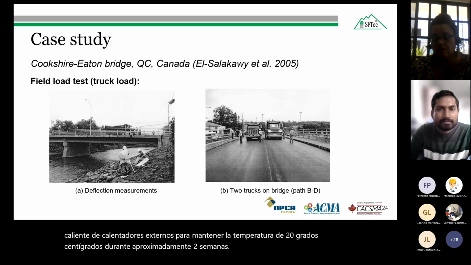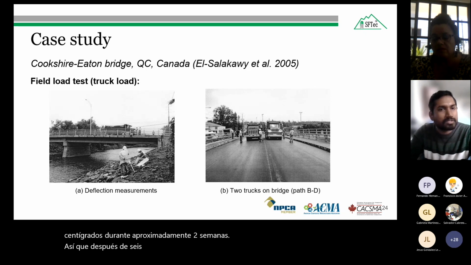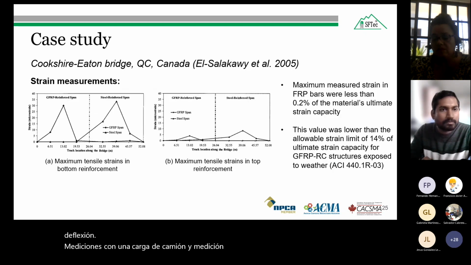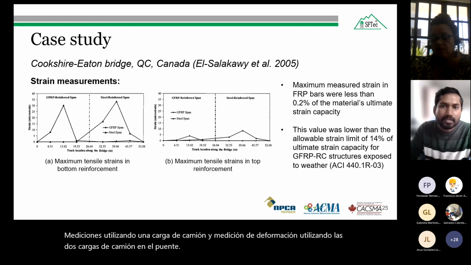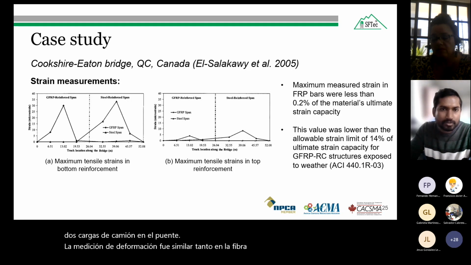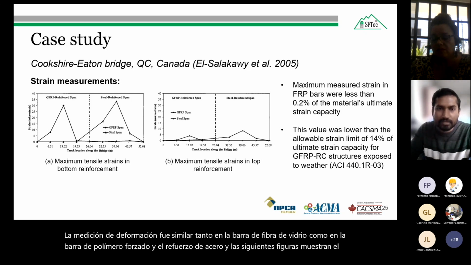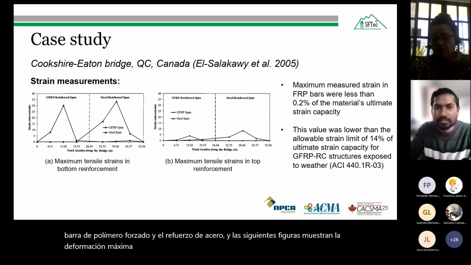So after 6 months, a field test was conducted for service performance using calibrated truck loads. And here the figure shows the deflection measurements using one truck load and strain measurement using two truck loads on the bridge. The strain measurements were similar in both the glass fiber reinforced polymer bar and steel reinforcement. And the following figure shows the maximum measured tensile strain in the GFRP and steel transfer bar.